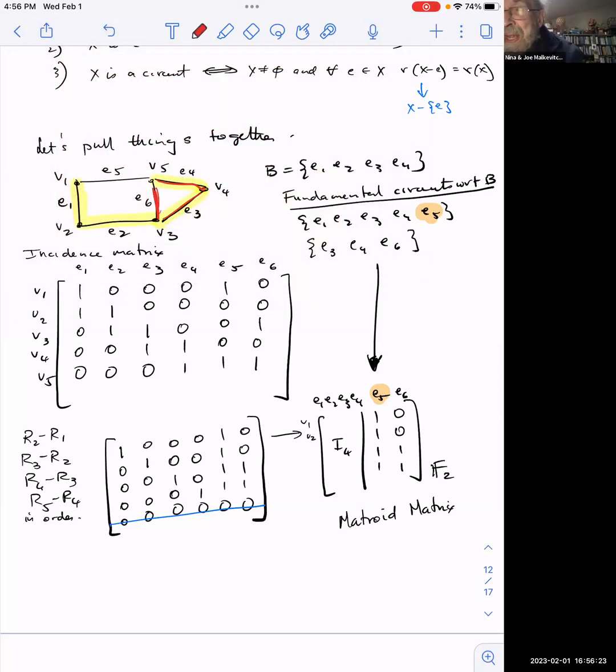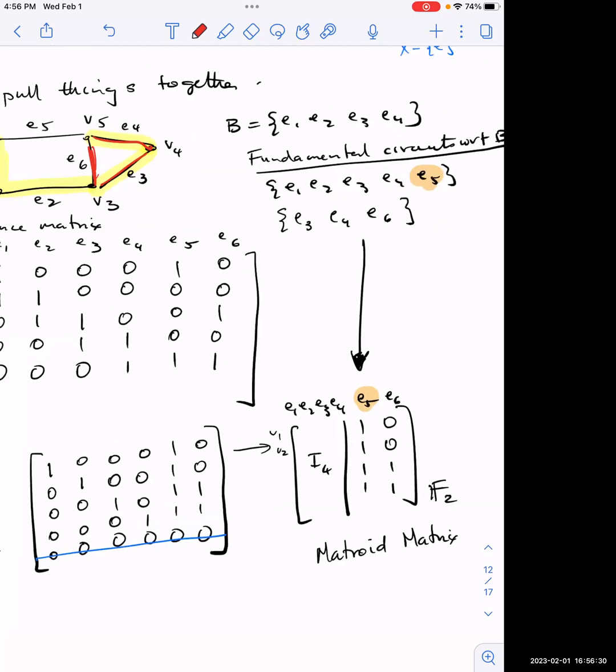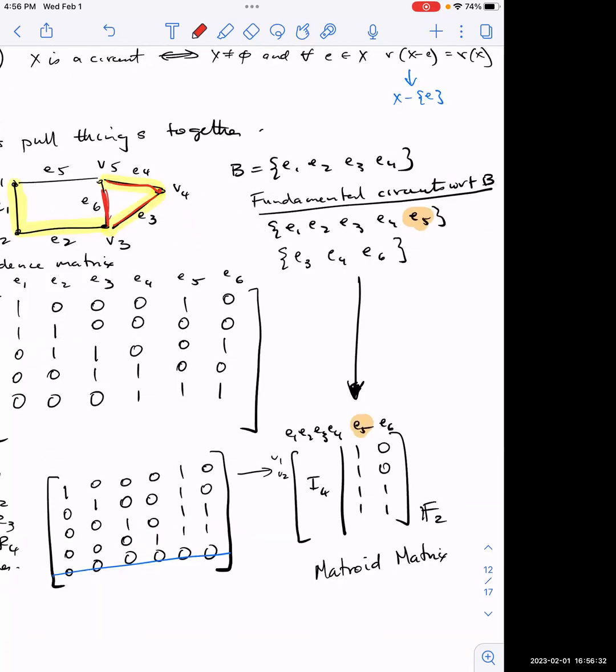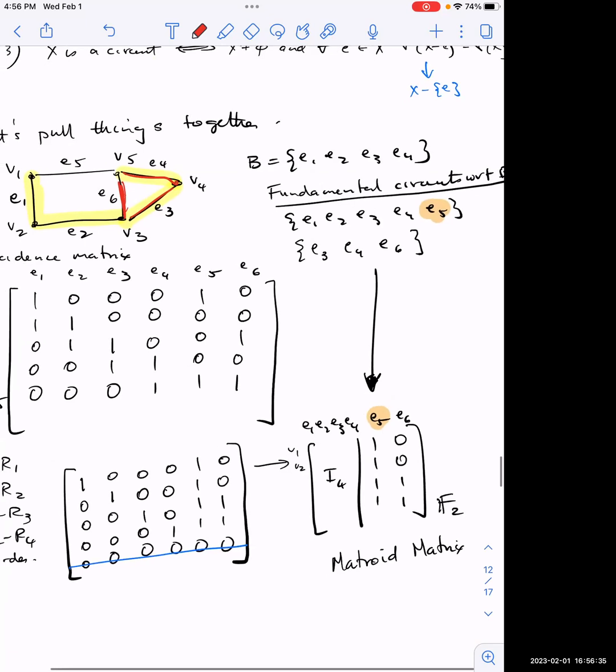Can you explain that again? I don't understand how the fundamental circuits generate this matrix. Okay, sorry, I know I didn't do a very good job of that. So let's try this again.